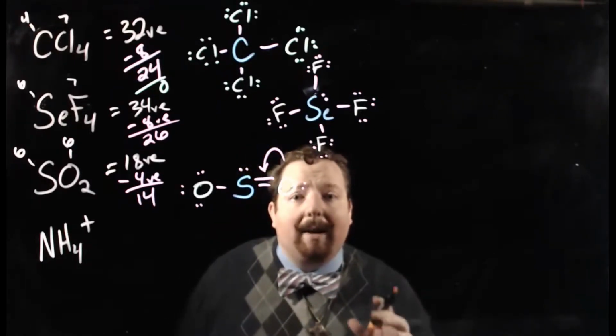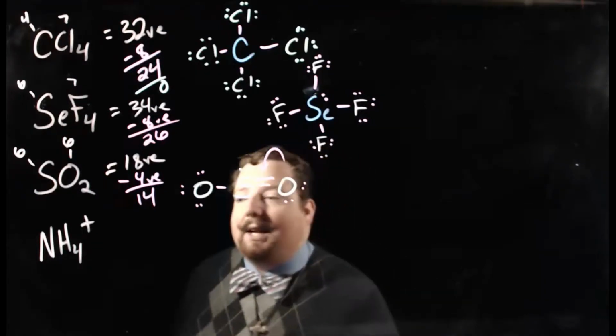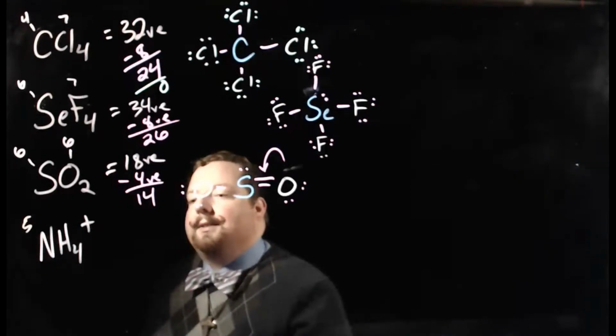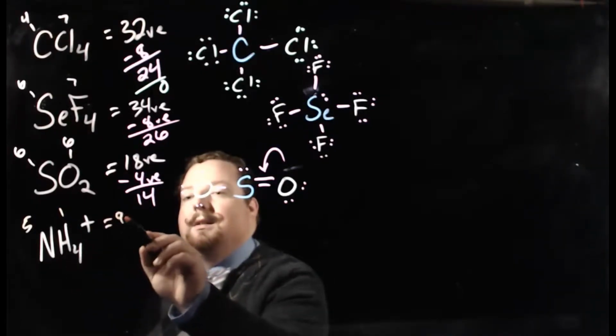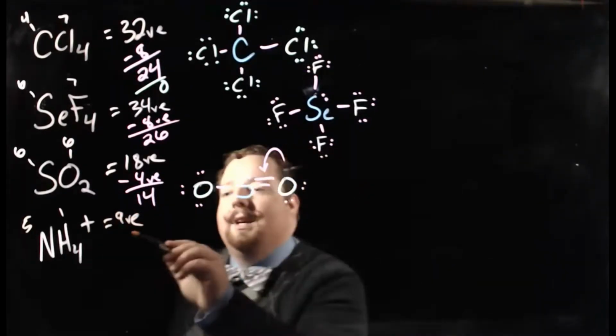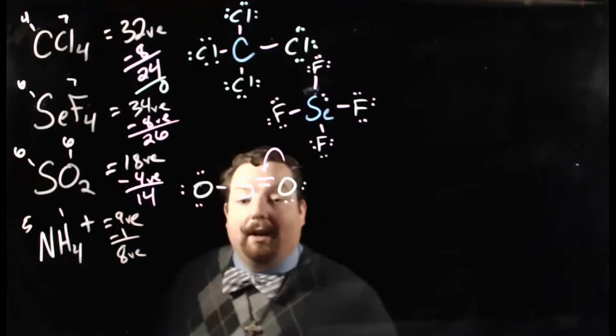And finally, we'll do a polyatomic ion for you. Ammonium is a +1 charge. So we count up the electrons. Nitrogen has 5. Hydrogen has 1 each, so there's 5 plus 4 is 9. But it has a positive charge, which means it has 1 less electron than it should have. So -1 for the charge, and that gets us 8 valence electrons.